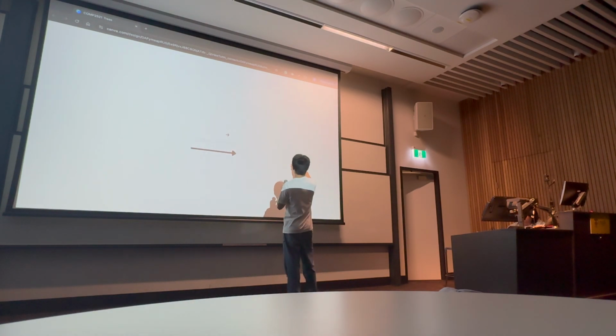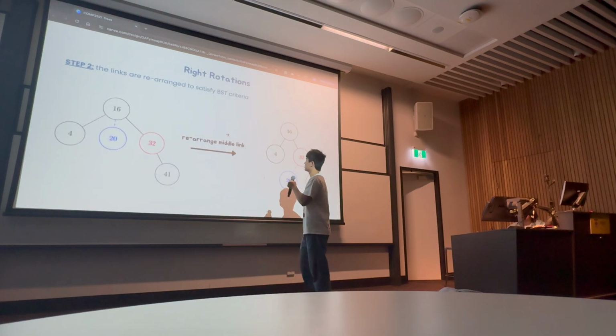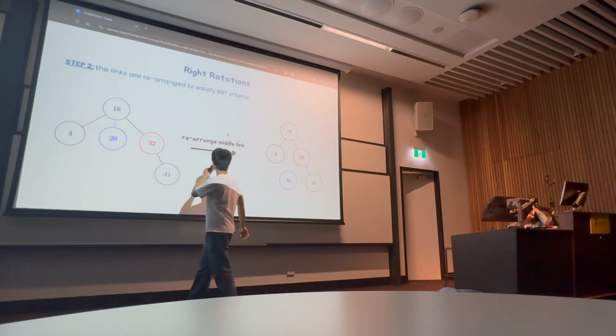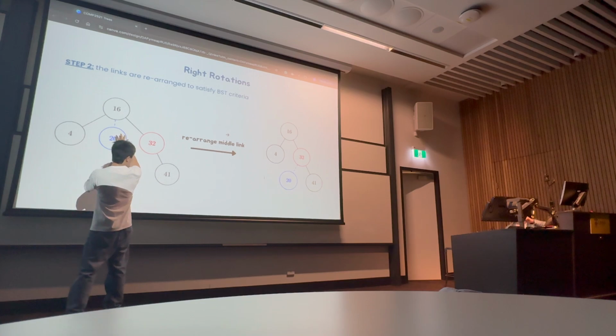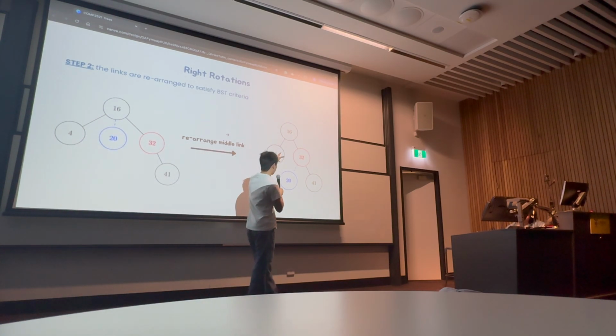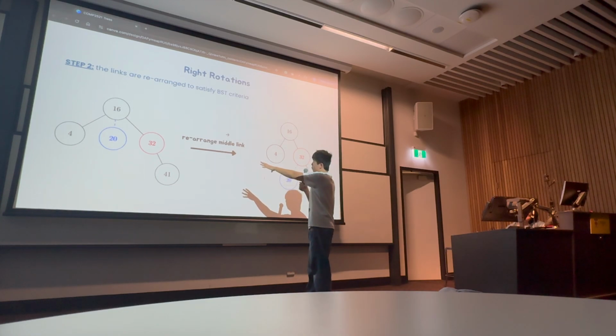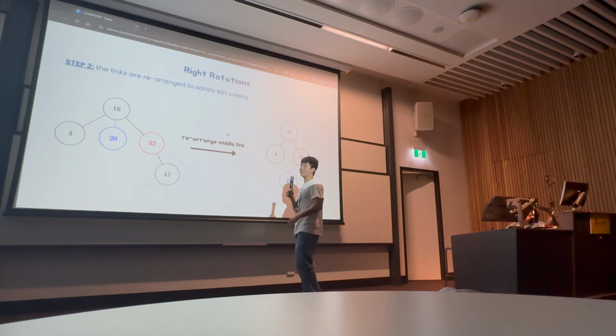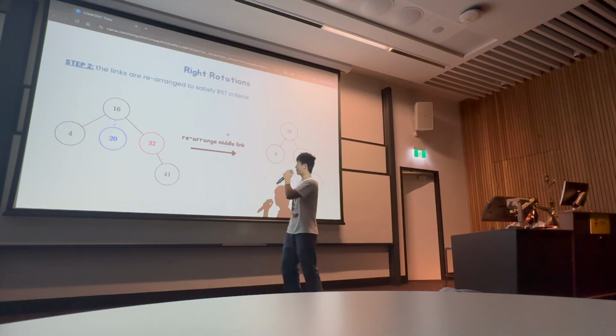But obviously that's not a binary search tree, right? There are 3 child nodes there. So what we then do is we rearrange this middle link, and then we put it down here. And then it becomes like that. And yeah, so for example, with the right rotation, right? I'm not going to go through the code because there's a lot of stuff for it.